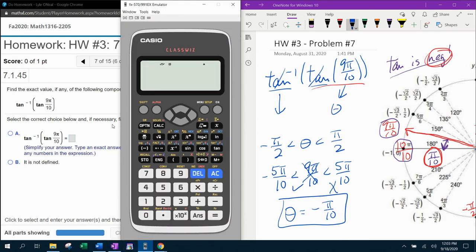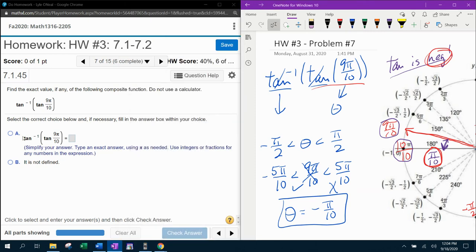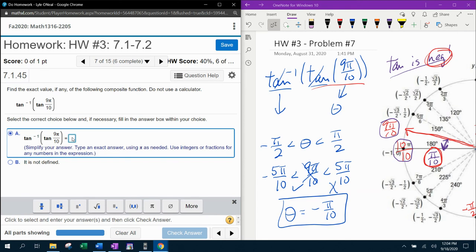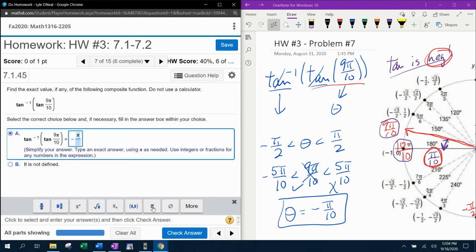And now we are going to plug that into the calculator and check. So we're going to have the inverse tangent of the tangent of 9 pi over 10. Remember, you're going to input that exactly the way it looks in your MyLab math. And hopefully it's going to give us the answer that we calculated manually. And there you go. It is verified electronically. And so now all we have to do is input that into MyLab math. And the answer is going to be negative pi over 10.